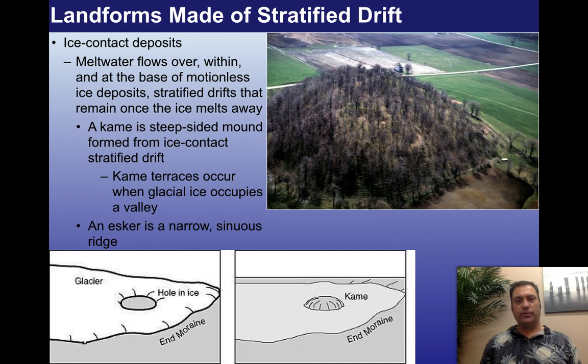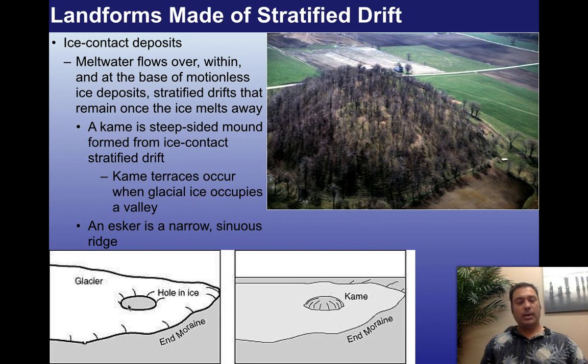Another really cool feature created by glaciers is these things right here. These are ice contact deposits. The meltwater flows over, within, and at the base of motionless ice deposits. So you have a glacier and it's not moving. You have an end moraine, you have a glacier, and in the middle of that glacier that's not moving, you have a hole in the ice. It's formed for whatever reason.